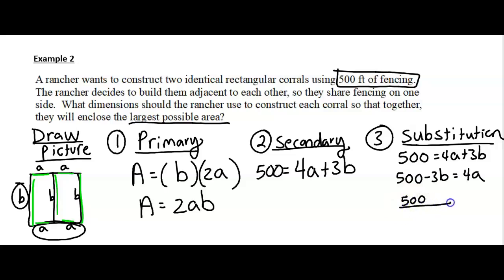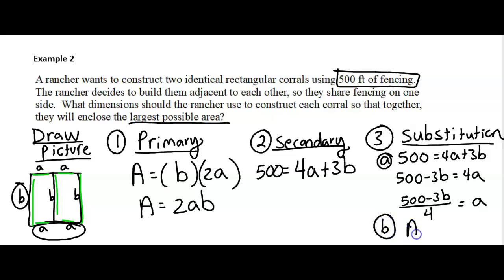Maybe I'll just leave it as one big fraction. There we go. So I've got A by itself now. Now you could have gotten B by itself. It really doesn't matter, so long as you get one of the variables by itself. We're still not done with step 3 though, substitution. The first thing you do in the substitution method is you get a variable by itself. The second thing you do is you plug it into your primary equation.